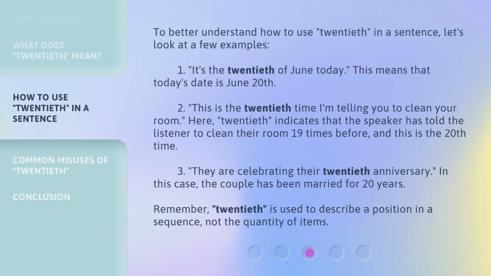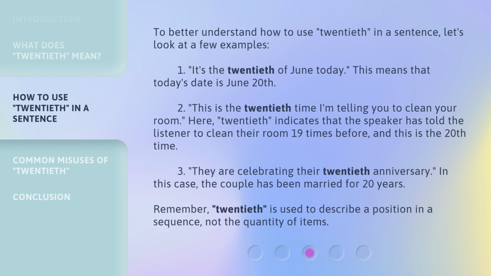To better understand how to use 20th in a sentence, let's look at a few examples. 1. It's the 20th of June today. This means that today's date is June 20th. 2. This is the 20th time I'm telling you to clean your room.